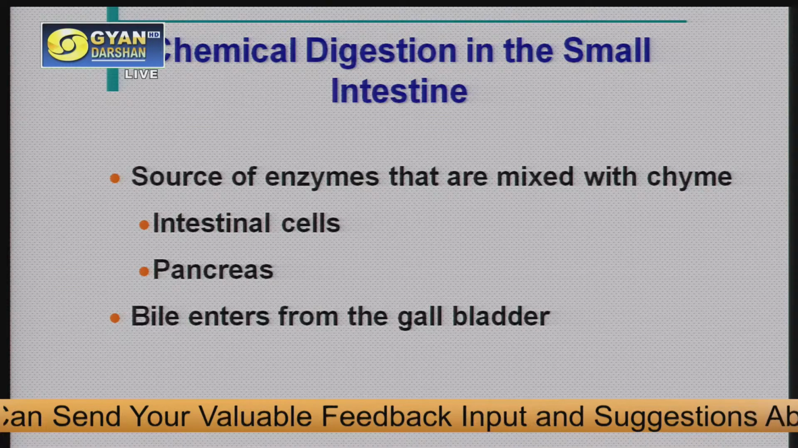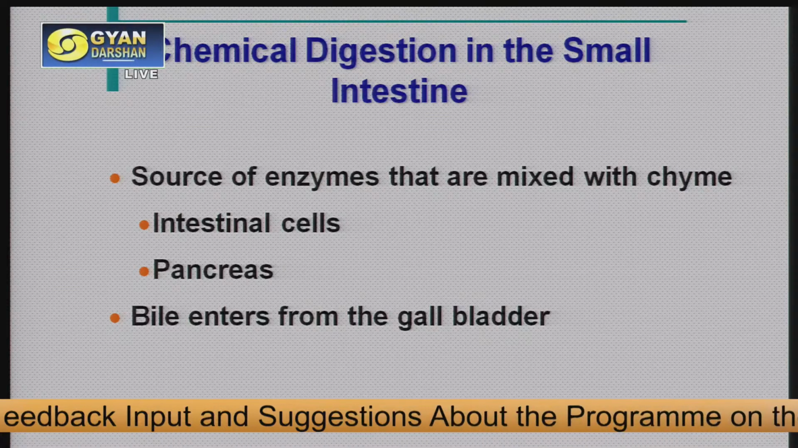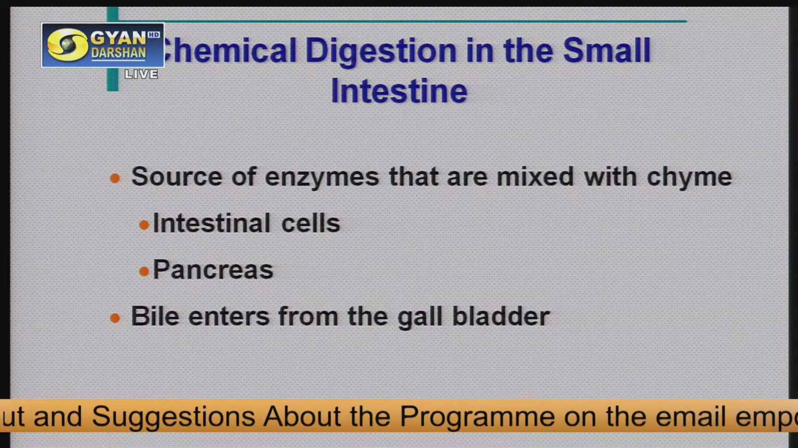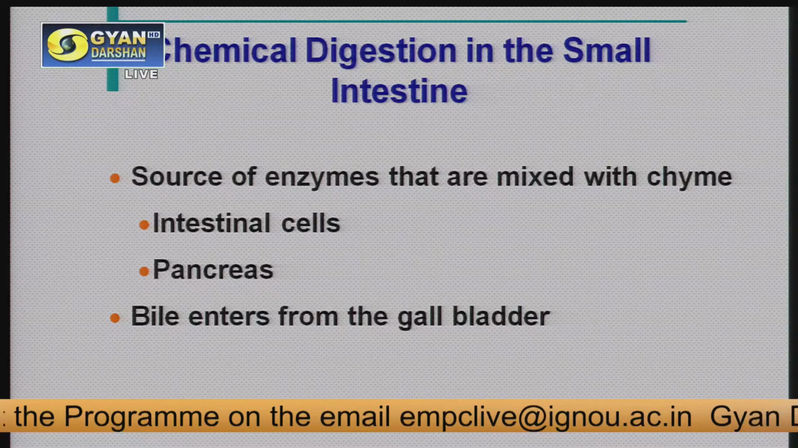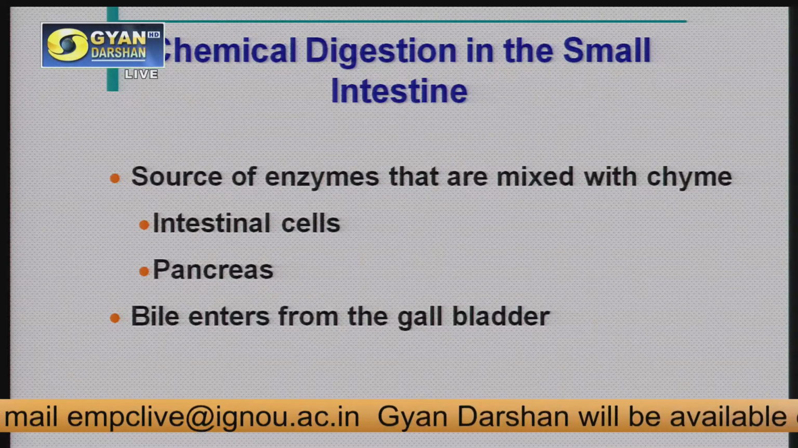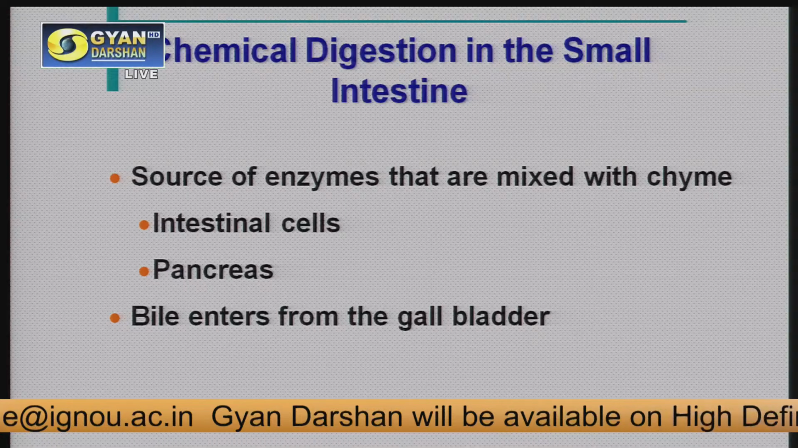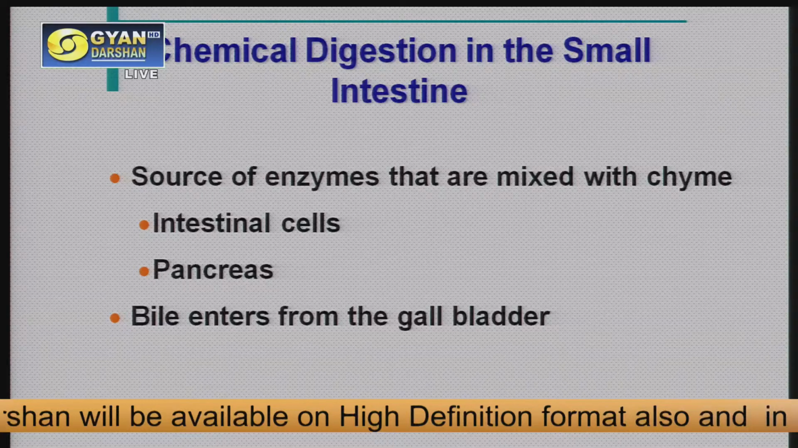Now, chemical digestion in the small intestine. This is very important. There are many enzymes that are mixed with chyme. Okay? Then in this, there are the intestinal cells and then the pancreas. And bile enters from the gallbladder. Now, gallbladder is very important.